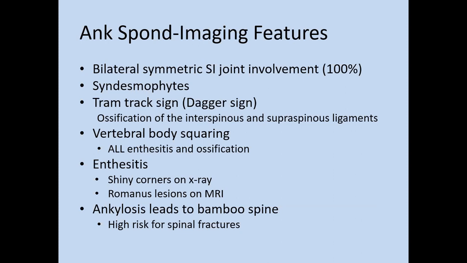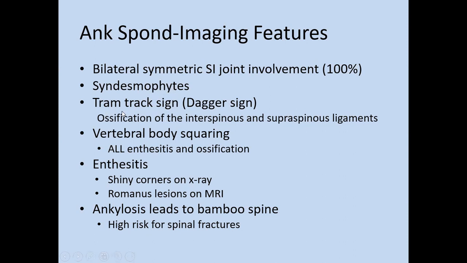So what are the imaging features of ankylosing spondylitis? As I mentioned at the beginning, the sacroiliac joints are normally involved, almost always involved in 100% of these cases. There will be sacroiliac joint involvement. And then we will also be looking for syndesmophytes in the spine. We'll see examples of those, how they look on imaging.